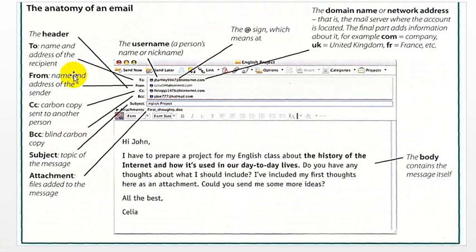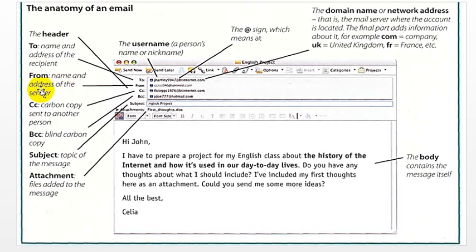Here are the features of your email, the anatomy of an email. At first, the header. These are the header: To, From, CC and BCC. To: name and address of the recipient. The person who receives your email is written here in the To field. The person you send the email to, you write the email address of that person there.